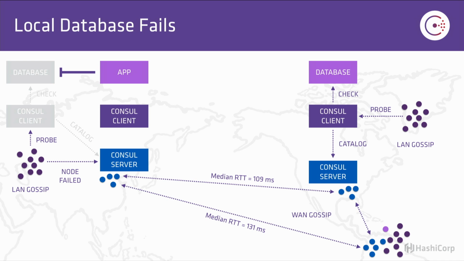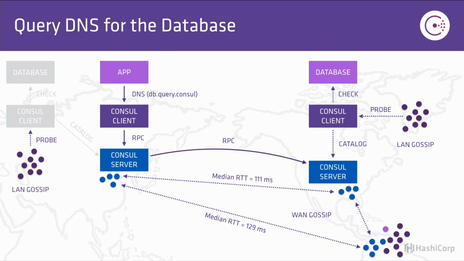But all the app knew was, hey, I got some TCP error. I'm going to try again. So it's going to go back and do a reconnect. There was a 0 TTL in that DNS entry that it got back. So it's going to reconnect. I want to connect to db.query.consul. Where's that? And it's going to go to its local Consul agent. There aren't any available. So now you see the RPC request off to the US here.